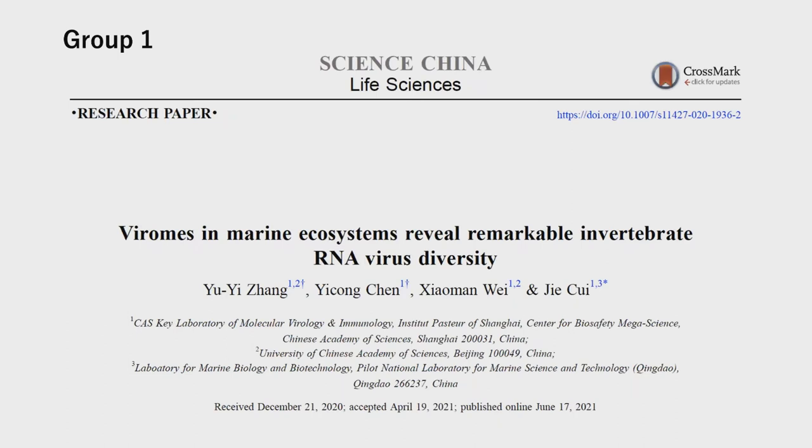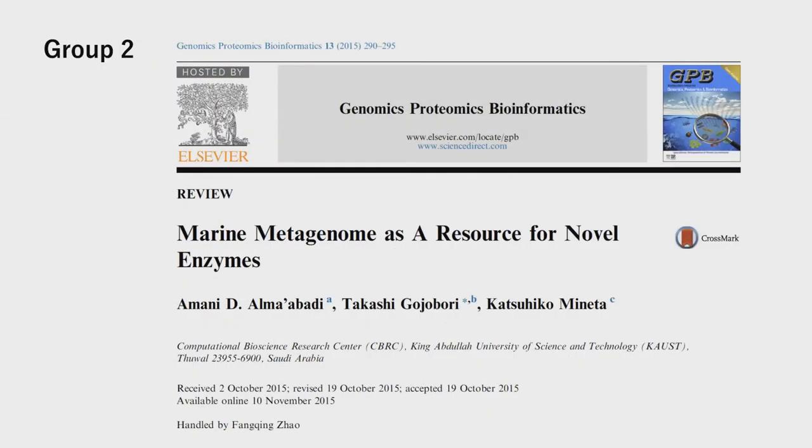Okay, from now I'll talk about the information on your presentations. For each group I'll assign a paper. So for group one, I'll assign this paper: Viromes in marine ecosystems reveal remarkable invertebrate RNA virus diversity. I think this paper is from this year, and it is a review article.